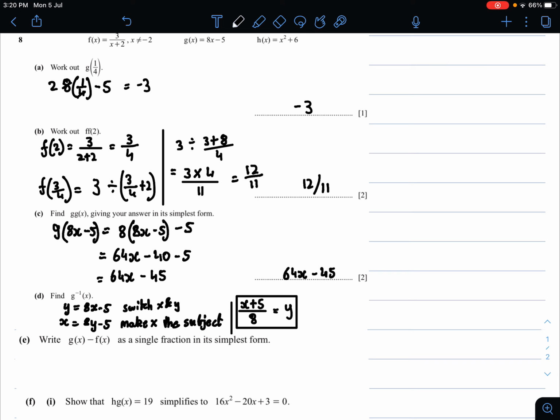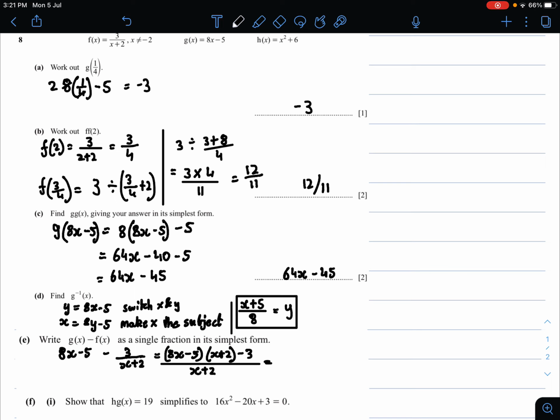Write g of x minus f of x as a single fraction in its simplest form. So g of x is 8x minus 5 minus f of x, which is 3 divided by x plus 2. So how we can do this is we multiply 8x minus 5 both by x plus 2, the numerator and the denominator. So 8x minus 5, my bad, multiplied by x plus 2 minus 3, whole thing divided by x plus 2.